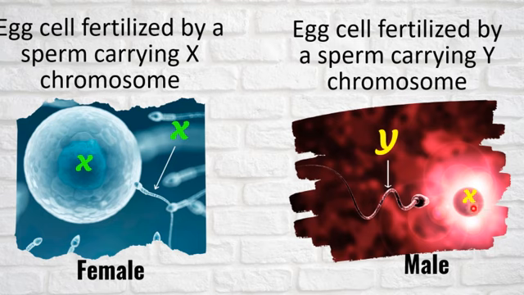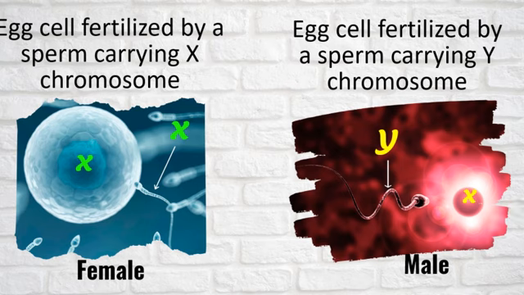Why? Because it is X and Y. Okay? So it depends upon the kind of sperm who will fertilize the egg cell. If the sperm carries X, that will be a female because the resulting zygote will be X and X. If the sperm carries the Y chromosome, that will be a male because the resulting zygote, as you can see, will be X and Y. XX is a girl and XY is a boy.